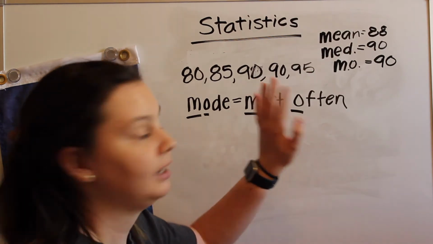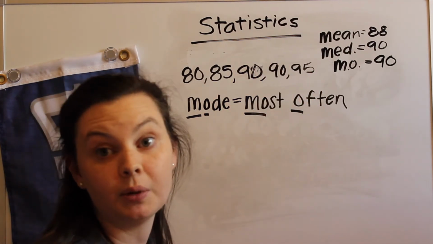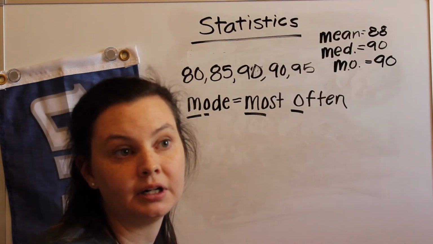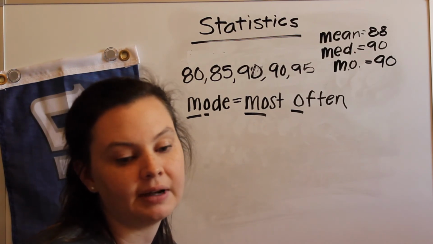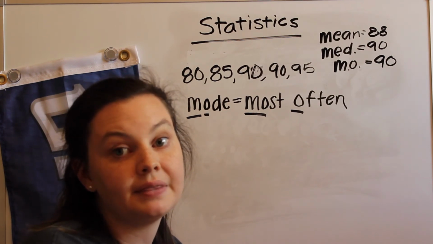If I only had 190, like the second one didn't exist, I would have no mode, and that's totally fine. If every number is there the same number of times, so if you have every number there once, every number there twice, you don't have a mode, and that's totally fine.